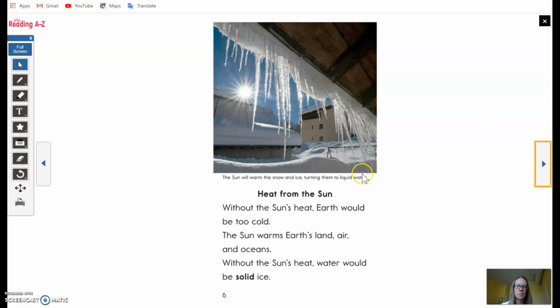Let's read together. Heat from the sun. Without the sun's heat, Earth would be too cold. The sun warms Earth's land, air, and oceans. Without the sun's heat, water would be solid ice.